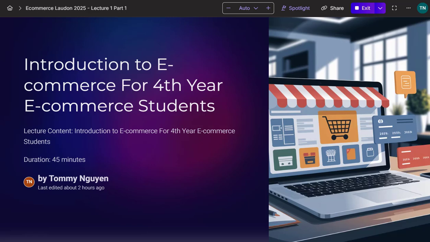Introduction of e-commerce. In this lecture series, we will cover the core concepts and principles of e-commerce. E-commerce is buying and selling of goods and services online, enabled by digital technologies. It has transformed the way businesses and consumers interact and transact.